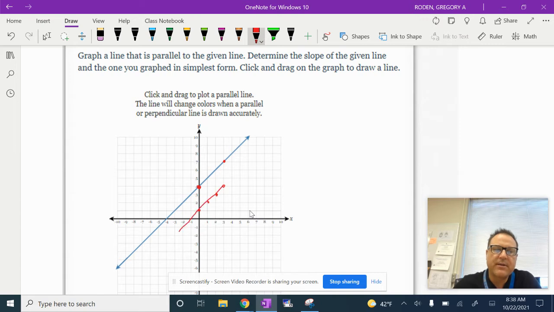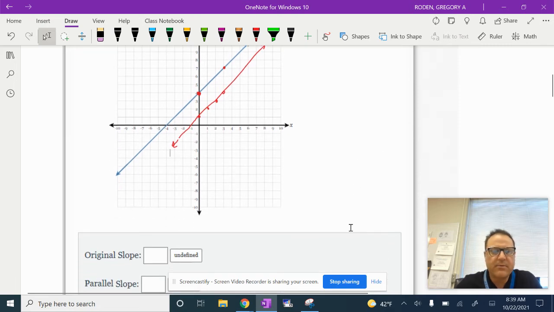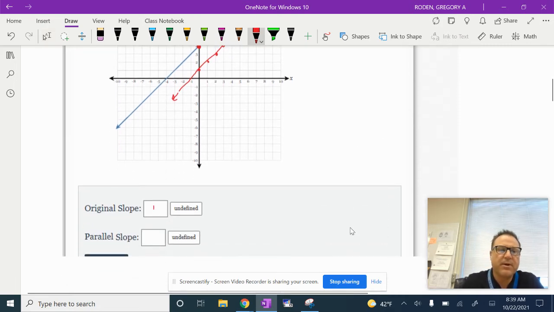You just click, and then I'm freehanding it. Sorry, not very good here. You click on one point, hold your clicker down, and then drag your line until you have a line parallel. Pretty simple. We learned yesterday that parallel lines have equal slopes. So the original slope was 1 in simplest form, and the parallel slope is 1 in simplest form.